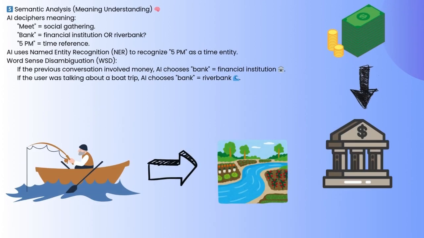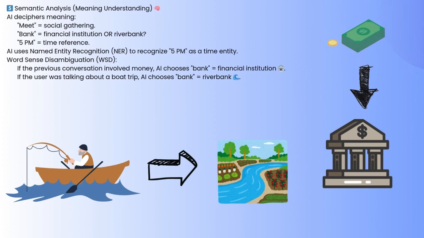Semantic analysis, meaning understanding. AI deciphers meaning. Meet equals social gathering. Bank equals financial institution or riverbank. 5 p.m. equals time reference. AI uses named entity recognition, NER, to recognize 5 p.m. as a time entity. Word sense disambiguation, WSD: if the previous conversation involved money, AI chooses bank equals financial institution. If the user was talking about a boat trip, AI chooses bank equals riverbank.